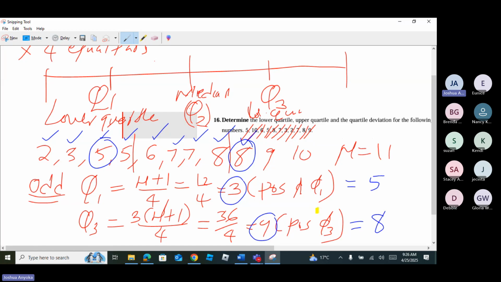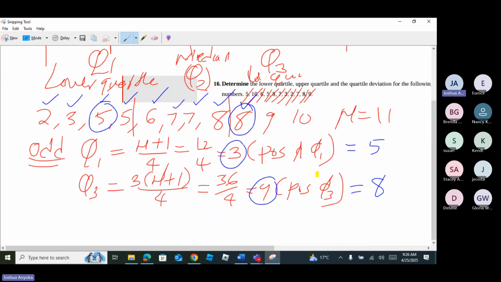Now I want you to have that one properly. When we are looking for the lower quartile and the entry is odd, we adopt Q1 as (n plus 1) over 4. So we get 12 over 4. The position holding number 3 is the one that will give us Q1. So this is the lower quartile, this is the upper quartile.